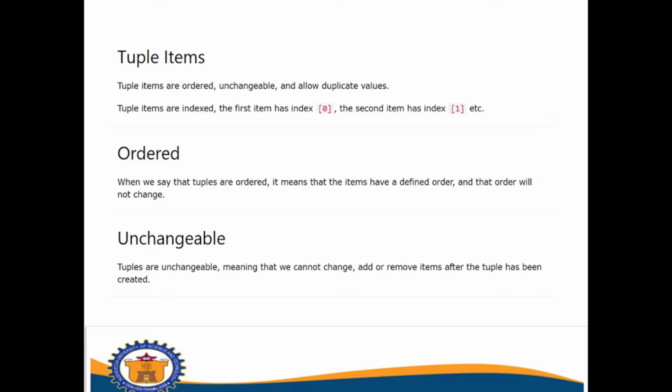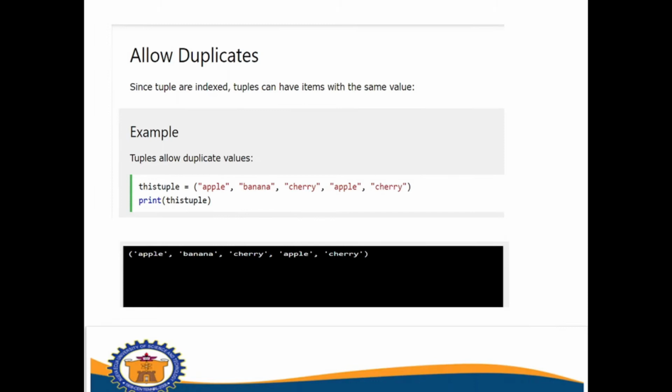So, ordered. When we say the tuples are ordered, it means that the items have a defined order and that order will not change. When we say unchangeable naman, tuples are unchangeable, meaning that we cannot change, add, or remove items after the tuple has been created. Allow duplicates. Now, since tuples are indexed, tuples can have items with the same value. Tuples allow duplicate values.